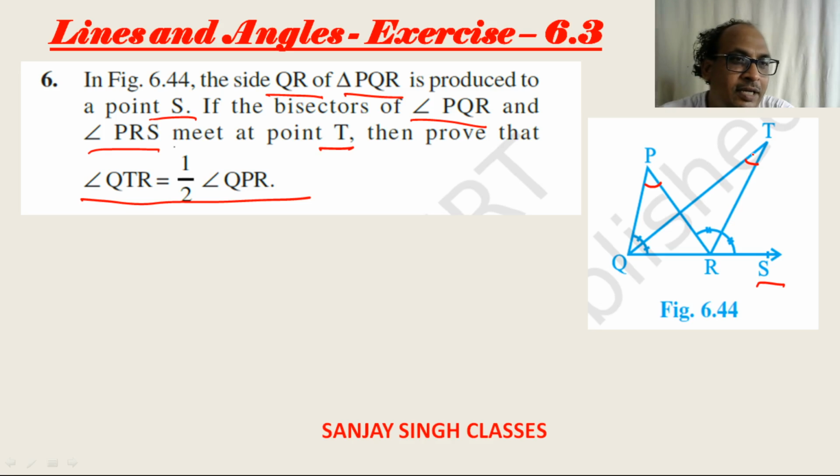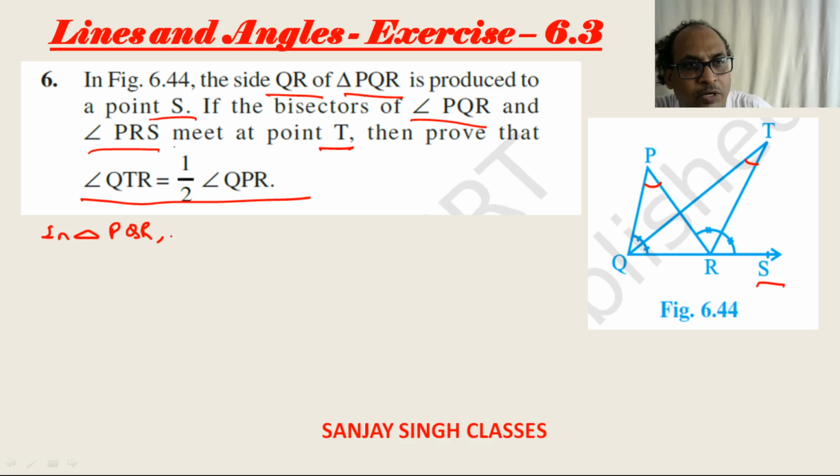It means we will be utilizing the properties of two triangles. Which properties? The angle sum property in triangles QPR and QTR, and the exterior angle property of angle PRS. So in triangle PQR, we have angle QPR plus angle PQR plus angle PRQ is equal to 180 degrees.